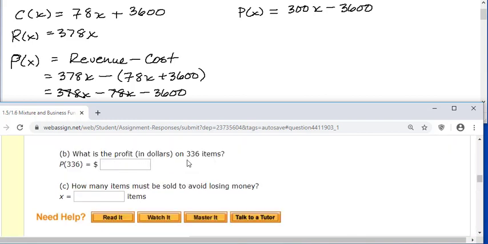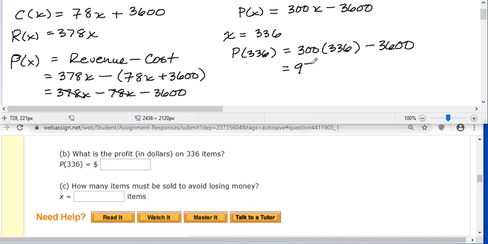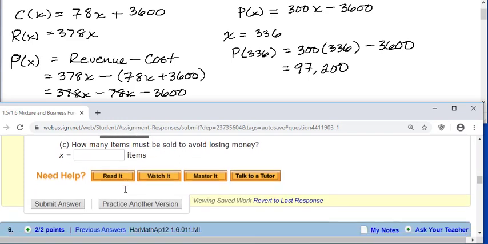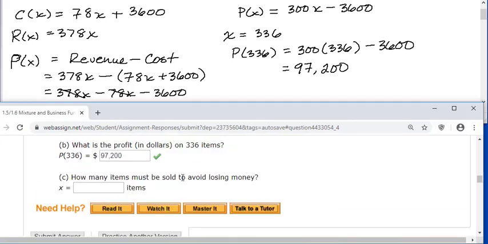What is the profit on 336 items? Okay, that 336, that's a value for X. So I plug 336 into the profit function and work it through. This now becomes just a calculator question. I got 97,200. And then part C, how many items must be sold to avoid losing money?